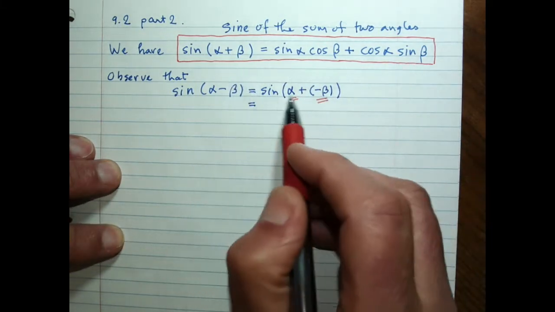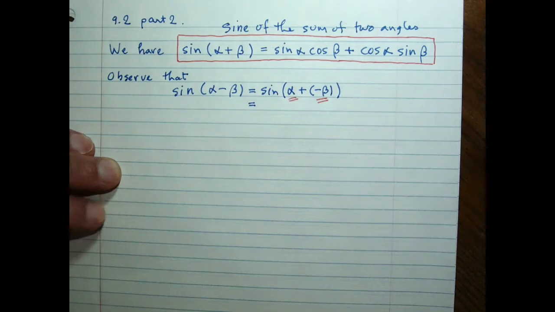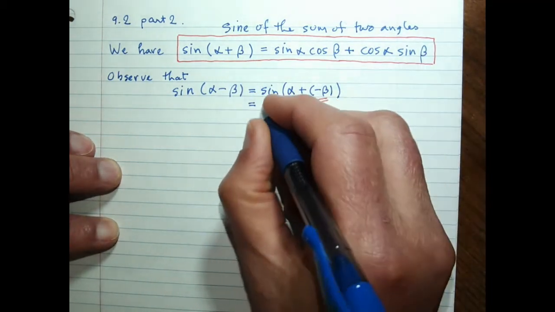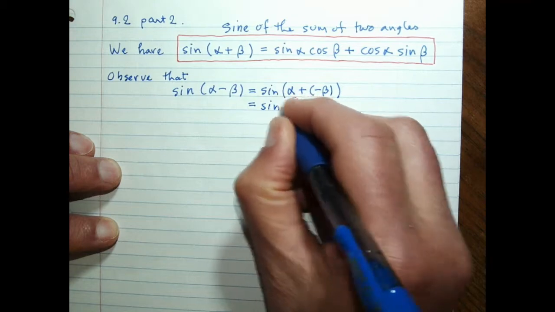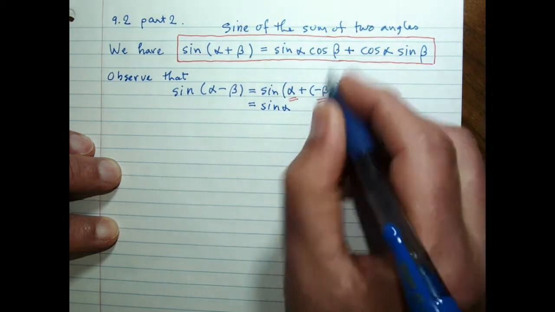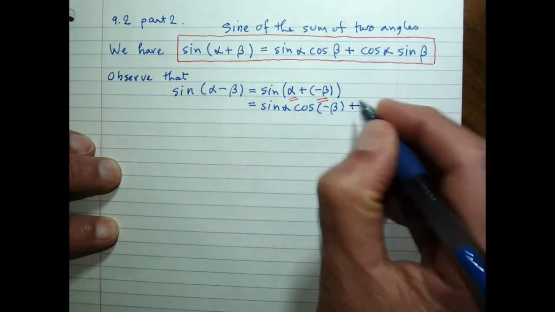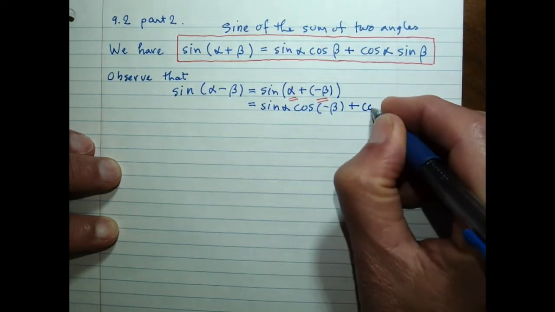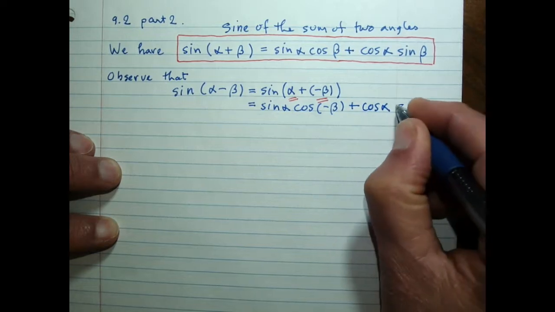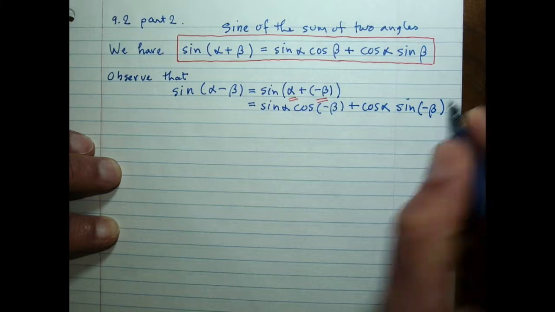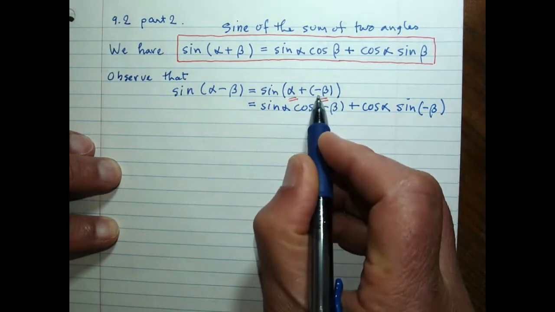So instead of alpha plus beta, I have alpha plus minus beta. If I have minus beta here, I need minus beta in those other positions. So I get sine alpha cosine minus beta plus cosine alpha, copying from what's in the red box, sine of, instead of beta, I write minus beta, because here I have alpha plus minus beta.